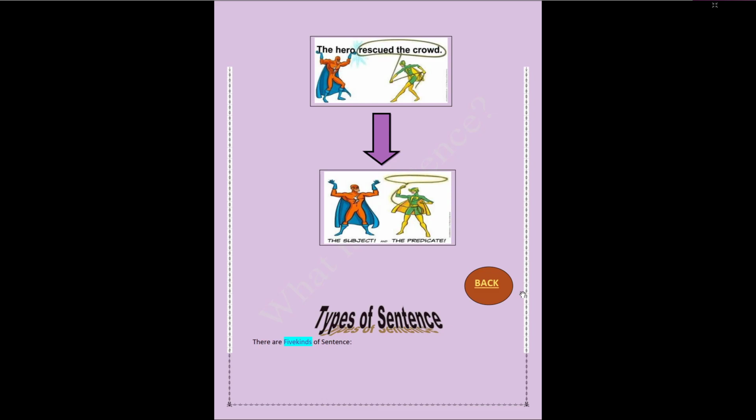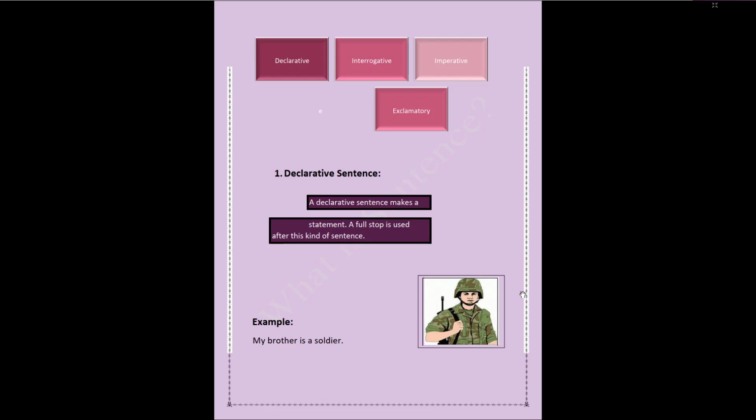Now let's move on to the types of sentences. We have mainly four types of sentences, that is declarative, interrogative, imperative, and exclamatory sentences. First, we will discuss the declarative sentences. A declarative sentence makes a statement. A full stop is used after this kind of sentence. My brother is a soldier. It's very simple, it declares what your brother is. My brother is a soldier. It's a declarative sentence.